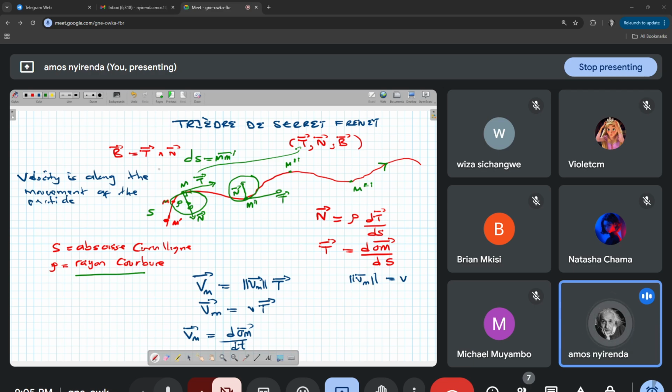So then we've explained what t is. We've explained what n is. Now b is the vector product of t and n. So t vectorial n is going to be the vector product.